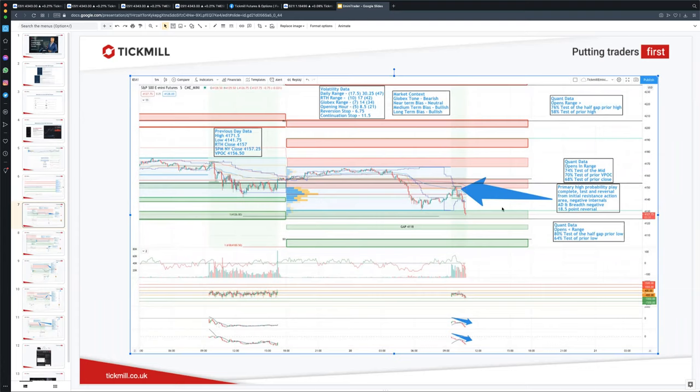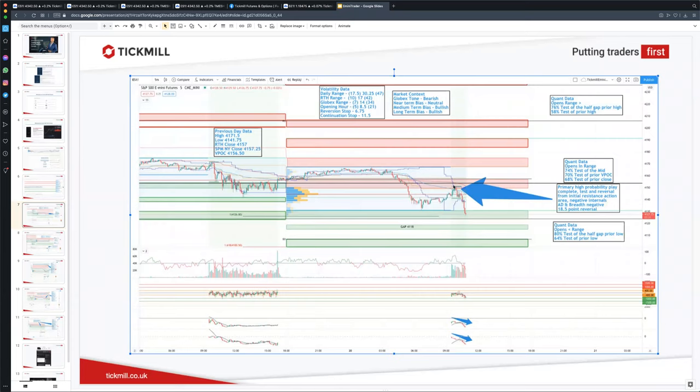So on this day, the primary high probability play I highlighted in my pre-market analysis was for a test and reversal from the initial resistance action area, as long as we had negative internals, negative AD line and negative breadth. So the market opened up, we traded into the initial resistance zone. We had a negative tick distribution, so we were trading below the zero line for the tick. We were trading below the zero line in the advance decline line, and we were trading below the zero line in breadth.